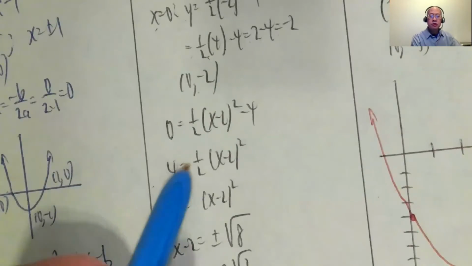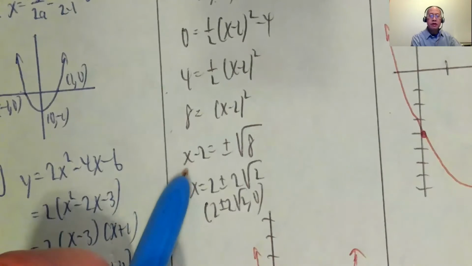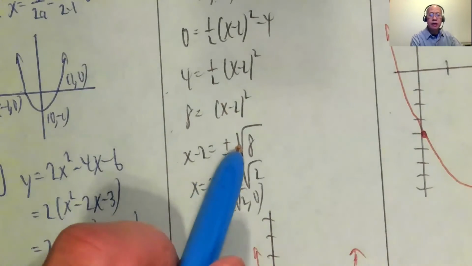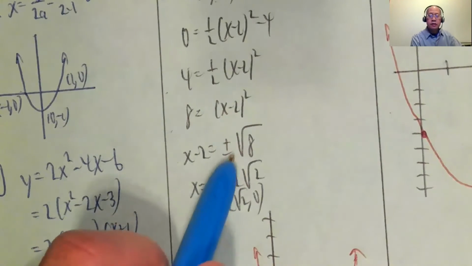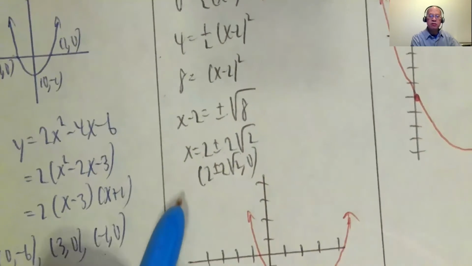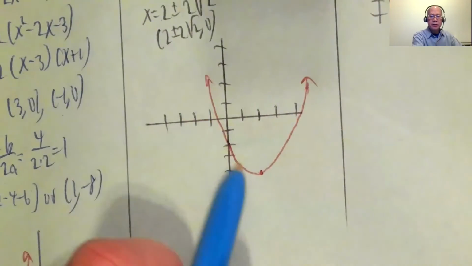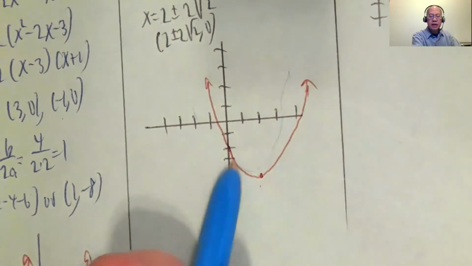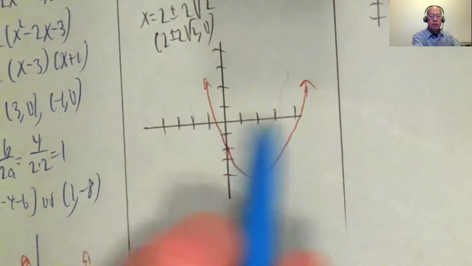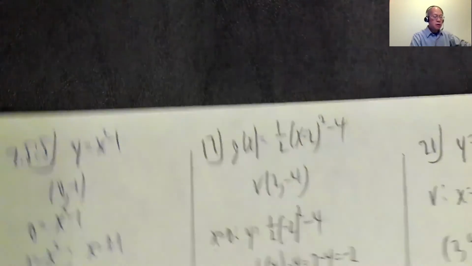Set y equal to 0. Add 4, multiply by 2, square root property. X minus 2 is plus or minus radical 8. Add 2, and square root of 8, that's square root of 4 times 2. So 2 plus or minus 2 radical 2, comma 0 are the x-intercepts. So the graph looks something like this. Vertex, and there's an intercept, and these other points are not as nice.